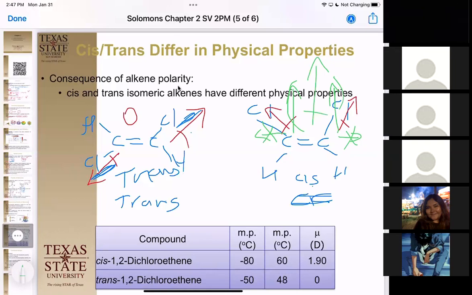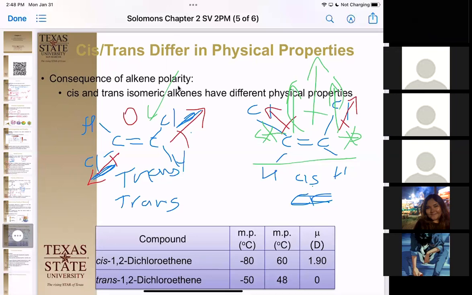Okay, so one has a dipole and one doesn't, right? That's going to affect its properties. If this one is coming up to another molecule like that, it's going to say, okay, the whole molecule itself doesn't have a dipole, so how do I line up? I don't know. This one has a dipole, so it's going to say, oh, my chlorines are going to stack with the hydrogens on the next one, and my hydrogens are going to stack with the chlorines. They know how to stack up, and that changes their properties.